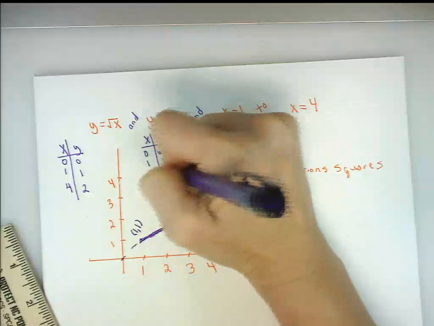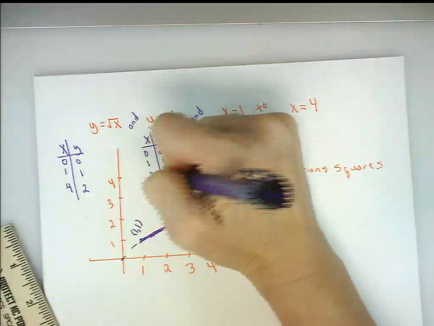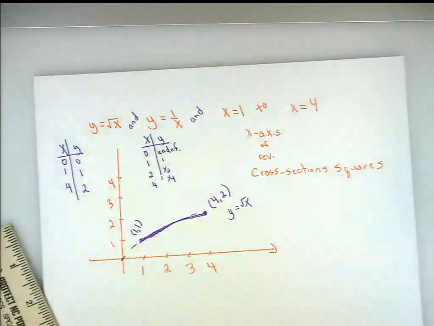And I get a half. I'm going to put in 4 and I get 1/4. So I'll plot that in color.